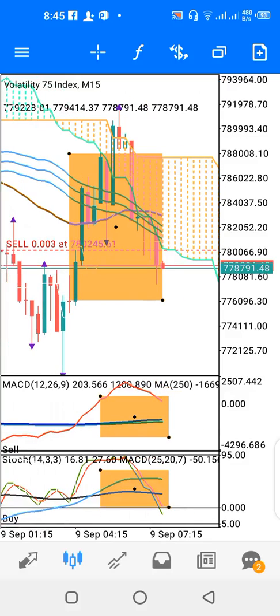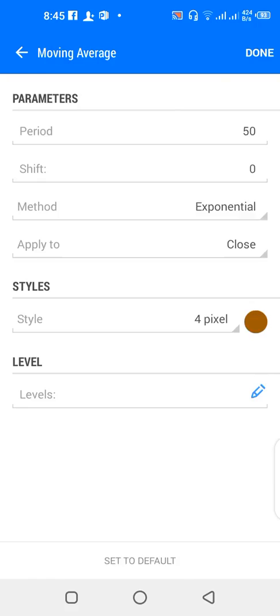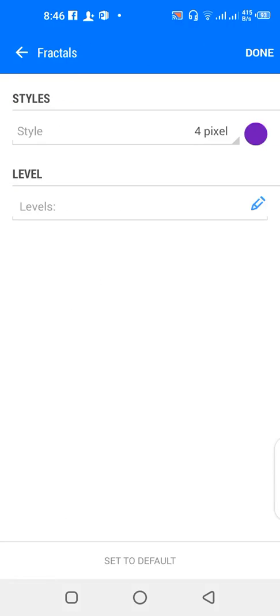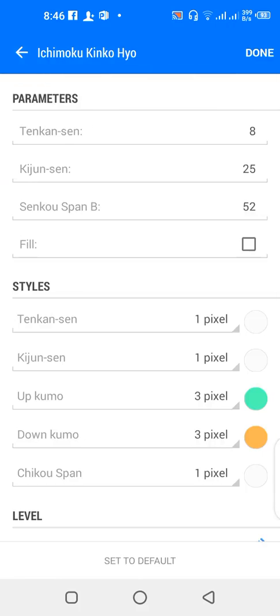Before I go into how to use the indicators to trade with this strategy, let's look at the indicator settings. For the main window we have a moving average. The period is 50, shift is 0, method is exponential, apply to close, and the color is brown. Then I have fractals, and Ichimoku with Tenkan Sen 8, Kijun 25, and Senkou 52. Then the up Kumo and the down Kumo.